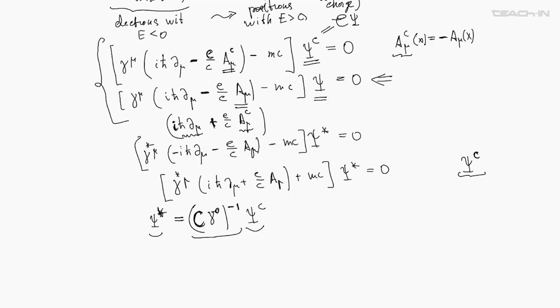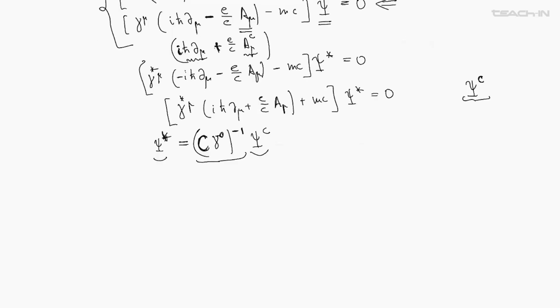So in other words, if you want to see what psi charge conjugate is from here, you see that this is C gamma 0 acting on psi star. If you just invert this formula, put this matrix C gamma 0 to the left, then this is how your ansatz for psi charge conjugate looks like.